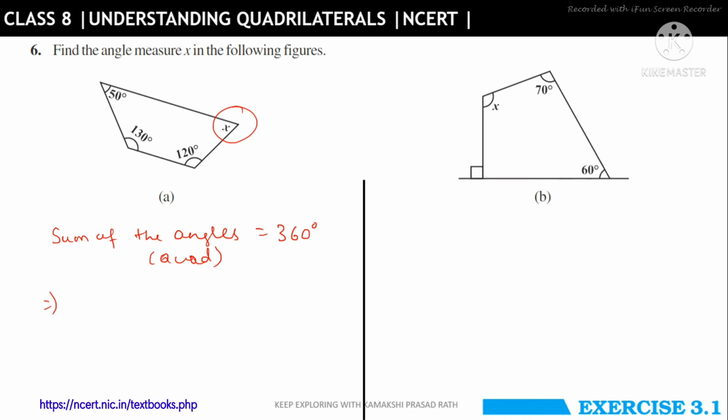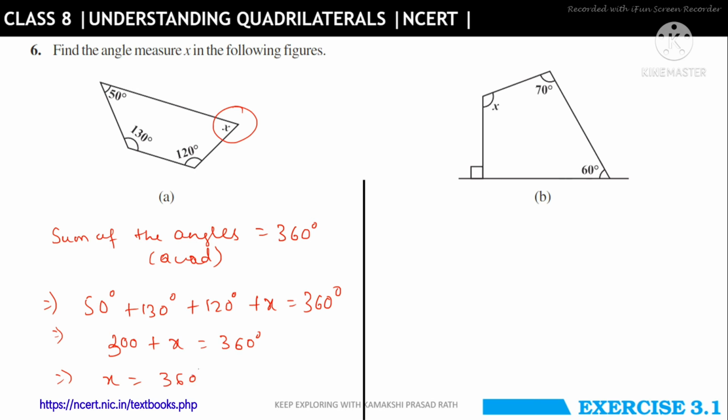So the sum of the angles, let's add them. We have 50 plus 130 plus 120 plus x equals 360 degree. You just have to use the equation method. So 50 plus 130 plus 120, when you add them, we get 300 degree. So 300 plus x equals 360. So here we get x equals 360 degree minus 300 degree. 360 minus 300 gives you 60 degree.